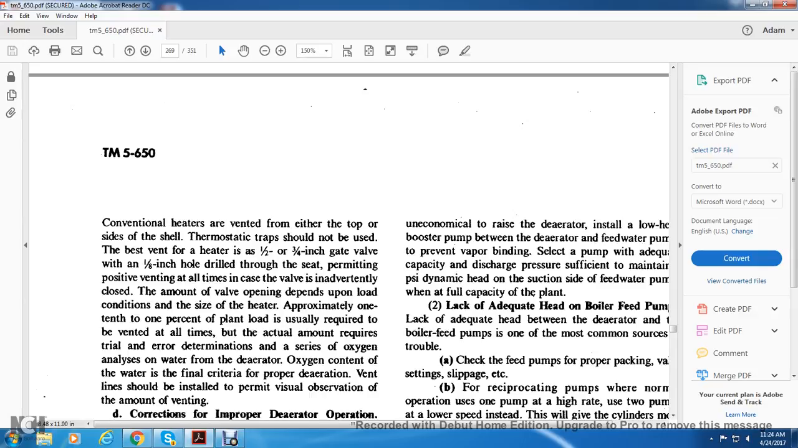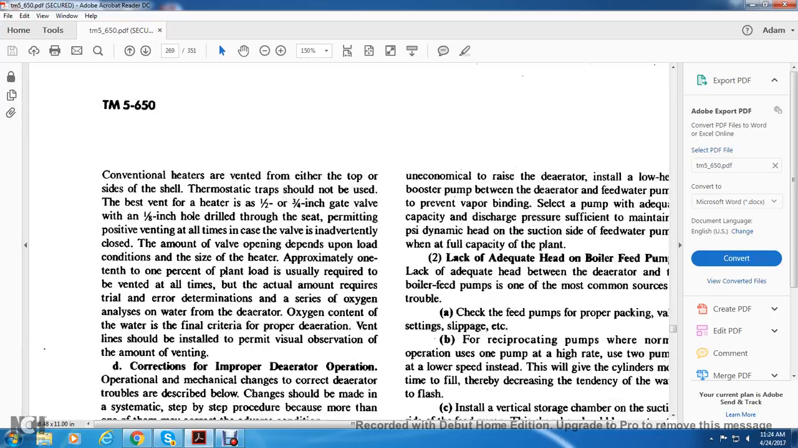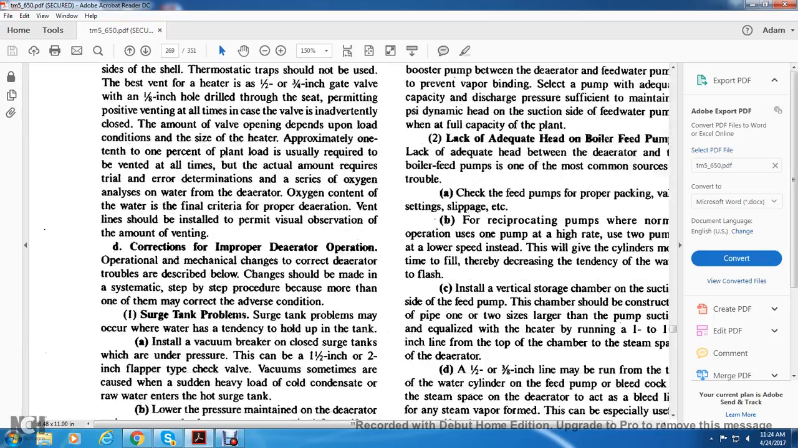The actual amount required is a trial and error determination, using a series of oxygen analyses of the water from the deaerator. The oxygen content of the water is the final criterion for proper deaeration. A vent line should be installed to permit visual observation of the amount of venting.